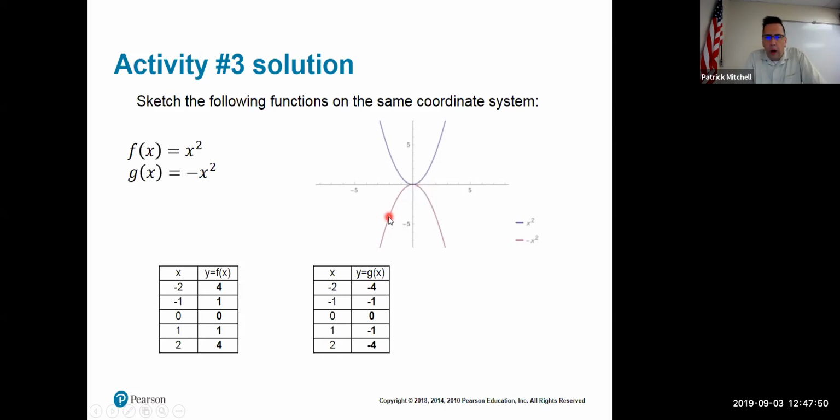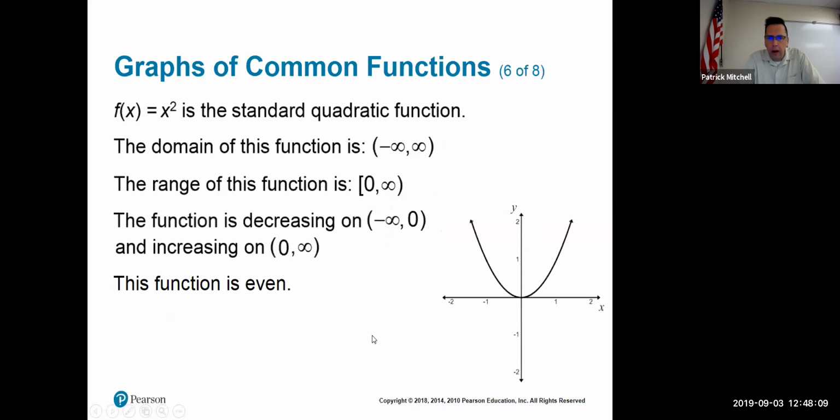Okay, so what we need to do now is talk about the quadratic function, which is f of x equals x squared. And then we need to talk about reflections through the x-axis, which this is an example of. All right, so f of x equals x squared is your standard quadratic function. Its domain is all real numbers. If you squash it onto the x-axis, you hit everything. However, the range is only y greater than or equal to 0. You don't hit anything negative on the y.